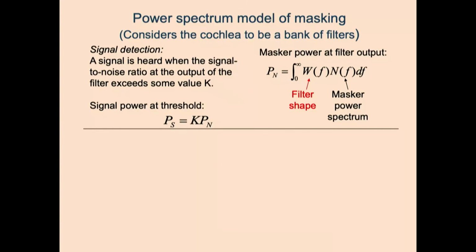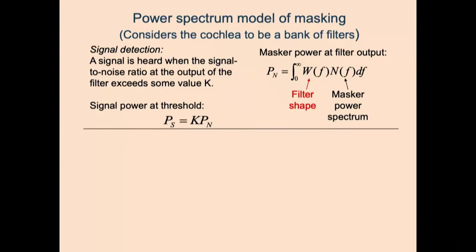All right, and so the general model by which we do this is what's called the power spectrum model of masking. This considers the cochlea to be a bank of filters, and you measure masking by asking people to detect a tone in the presence of a noise masker. The assumption is that a signal, here the tone, is heard when the signal to noise ratio at the output of the filter that you're trying to measure exceeds some value. So you're playing noise, and then you're playing the signal.